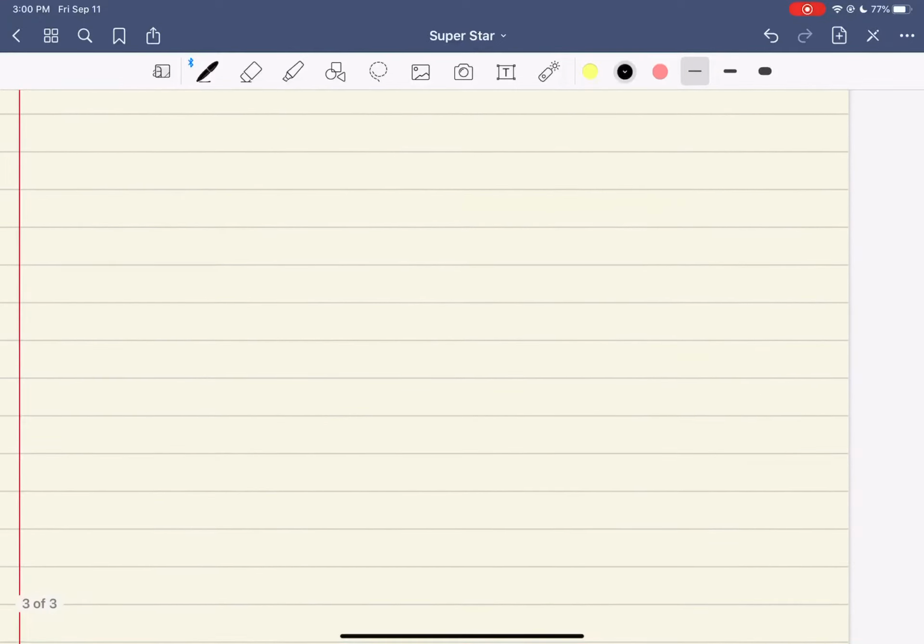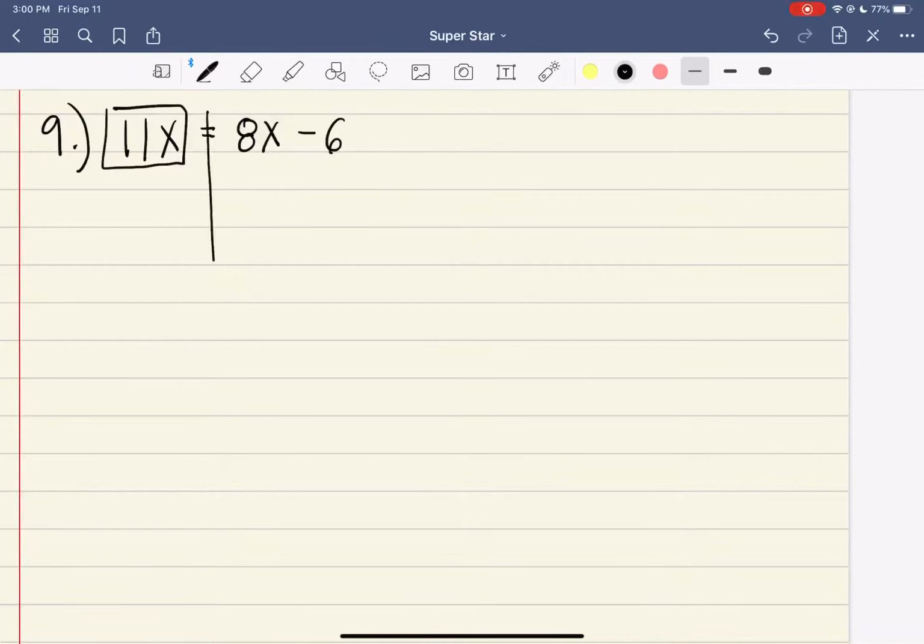All right, number 9. We have 11x equals 8x minus 6. So I'm going to go ahead and box my variable, draw my line on my equal sign, box my variable, and circle my constant. So our first step is like terms, but we don't have any like terms on the left or the right.